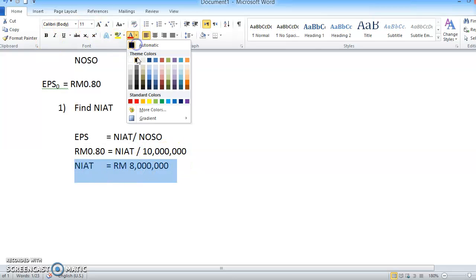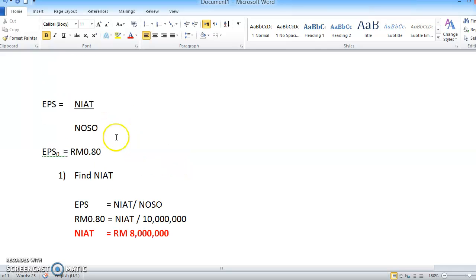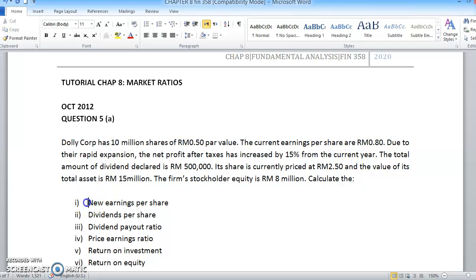I'll try to color it by red color. Okay, alright, so this is the net income after tax that you will get, which is RM 8 million. So right now, could you find the new EPS? Yes, so we already have the net income after tax information. So the second step is to find the solid questions, which is actually the question asks you to calculate the new earning per share.